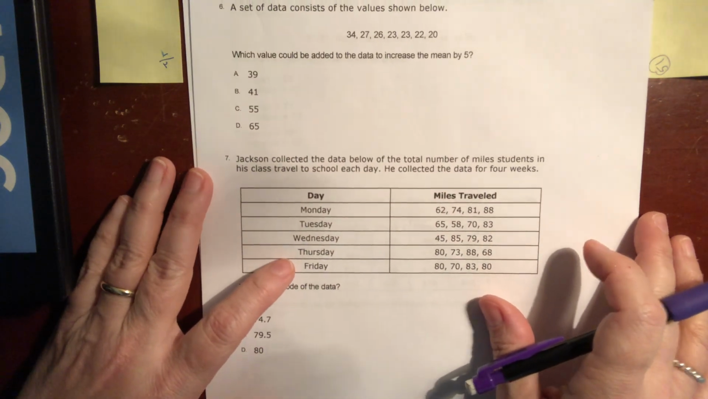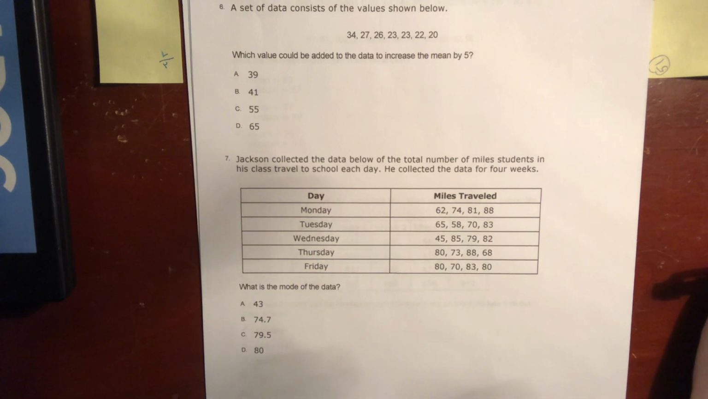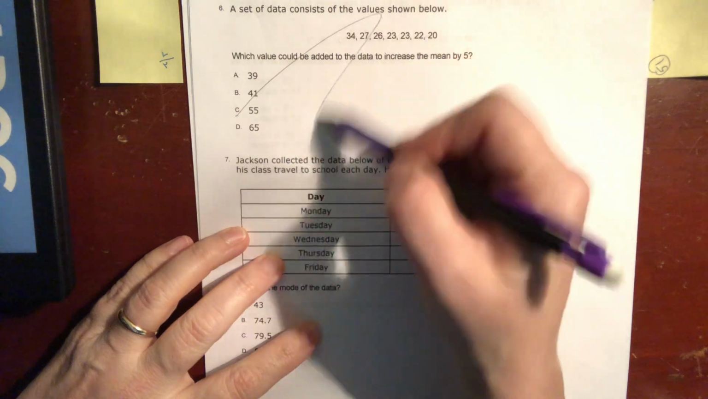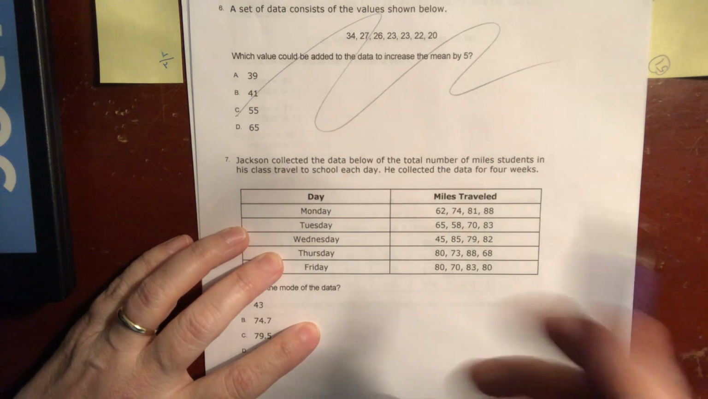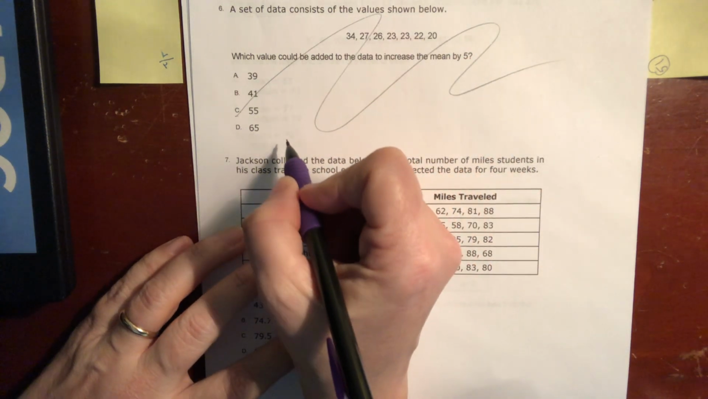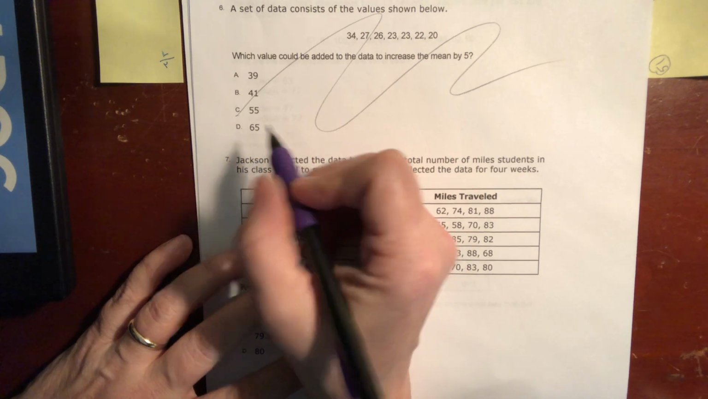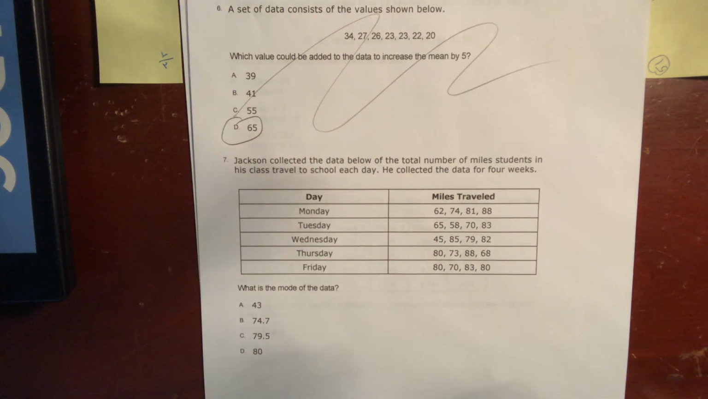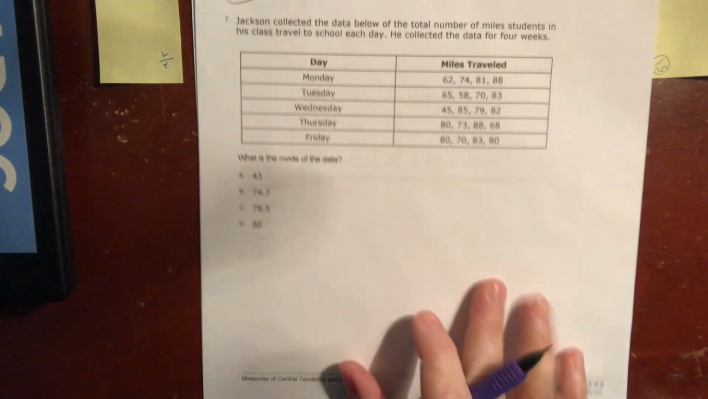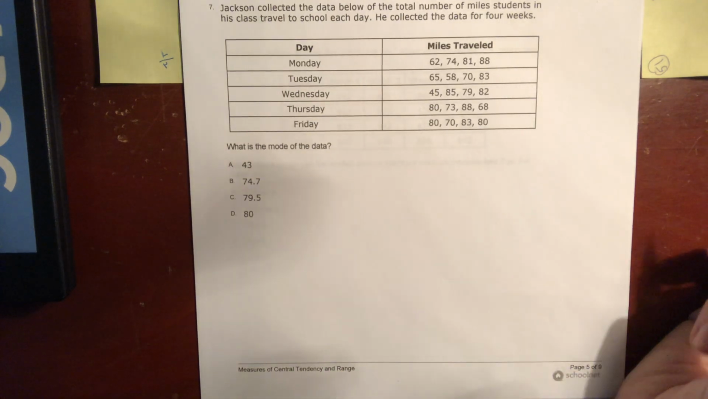Okay, a set of data consists of the values shown below. Which value could be added to the data? Oops, we already did that one. So we already know that one is, I'll just tell you so you can put it in and get the right answer if you do it again. D, okay.